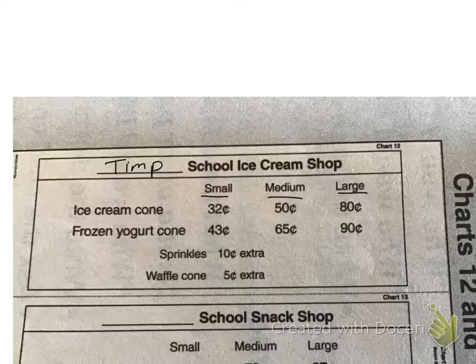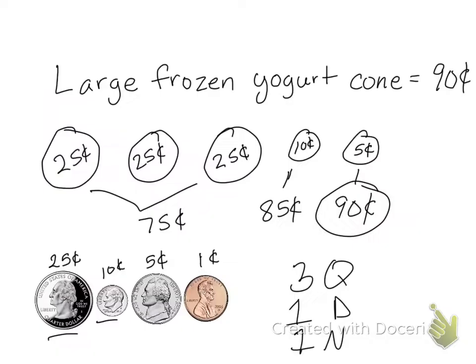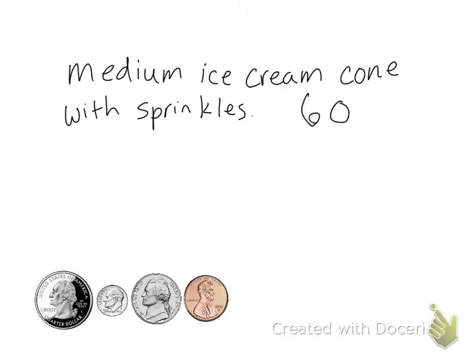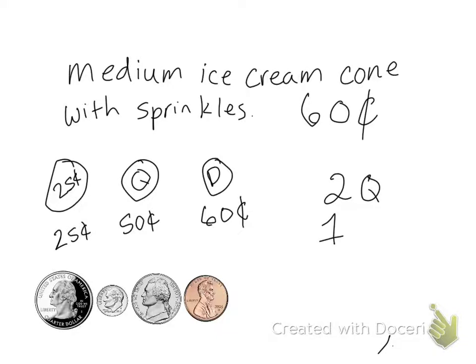So if we look, a medium ice cream cone costs 50 cents, and then sprinkles are 10 more cents. So that's going to be a total of 60 cents. Okay? So to show this, let's go by quarters first. So that's 25 cents. Another quarter would be 50 cents. Okay? So then I'm going to use a dime. And a dime is 10 cents, so 50 cents plus 10 is 60 cents. To buy my medium ice cream cone with sprinkles, I would use 2 quarters and 1 dime.